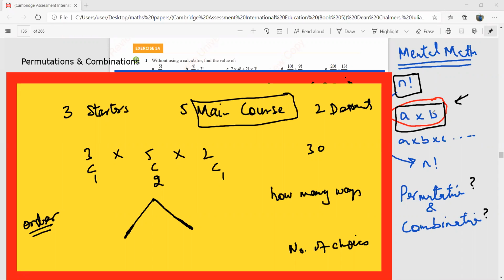This A times B is when you have different sets of objects with you, like these are the starters, there's the main course, there are desserts. So this is going to be 3 into 5 into 2. I'm not going to consider these cases right now. So you must be clear how you get this 3 into 5 into 2. Let me check again if you're clear about this n factorial and A times B thing, and then I'll take you to the permutation thing.